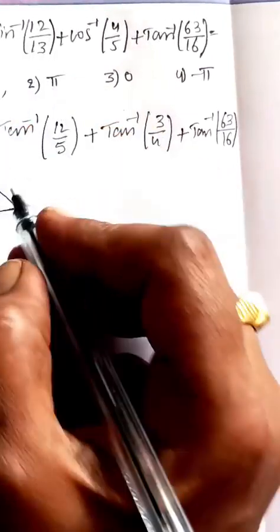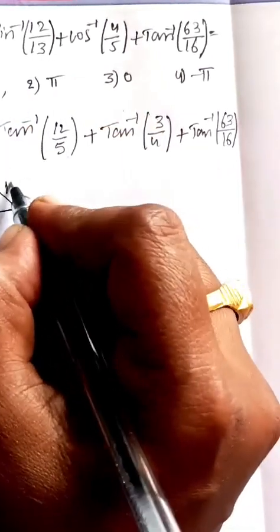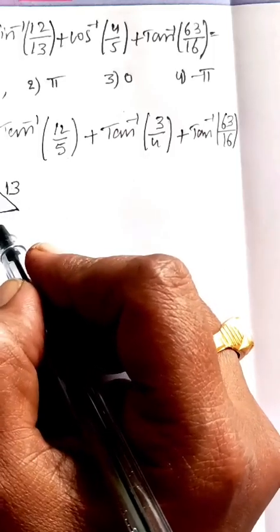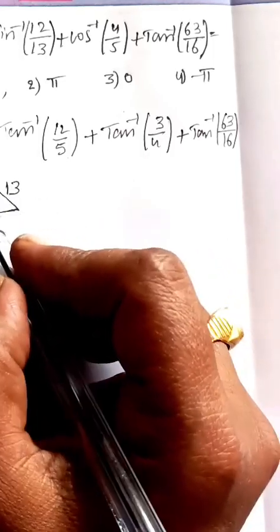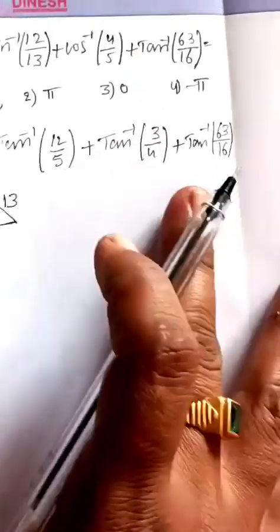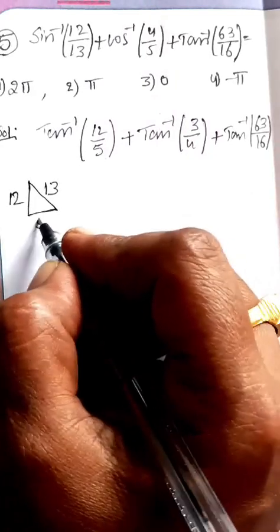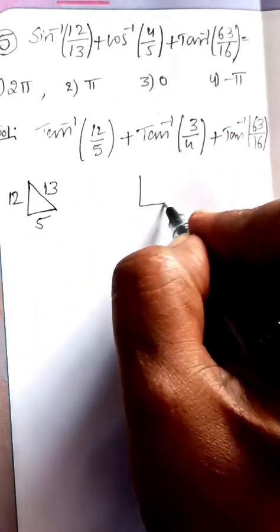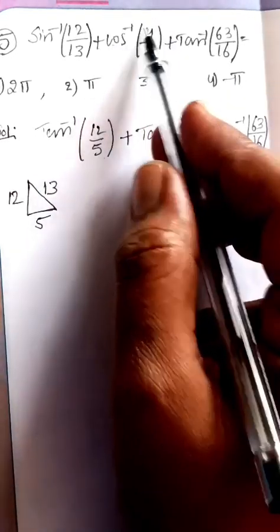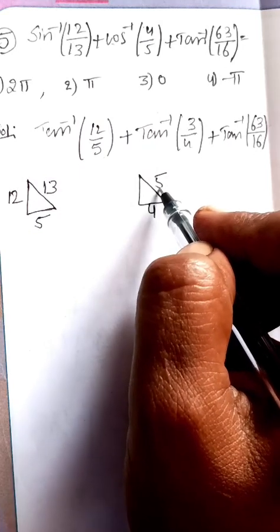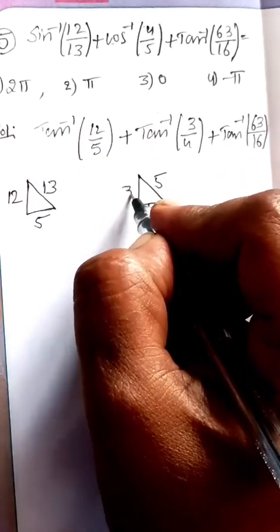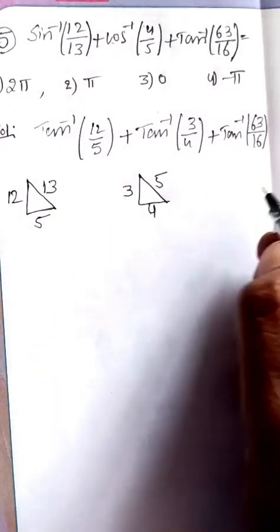Here, how do we change sin inverse into tan inverse? Take a right angle triangle, sin inverse 12 by 13, so this side is 12 and the hypotenuse is 13. To get the other side, under root 13 square minus 12 square, so that is 25. Root 25 is 5. In the same way, take a right angle triangle for cos inverse 4 by 5, with 4 and 5. To get the other side, under root 5 square minus 4 square, which is equal to 9. So root 9 is 3.